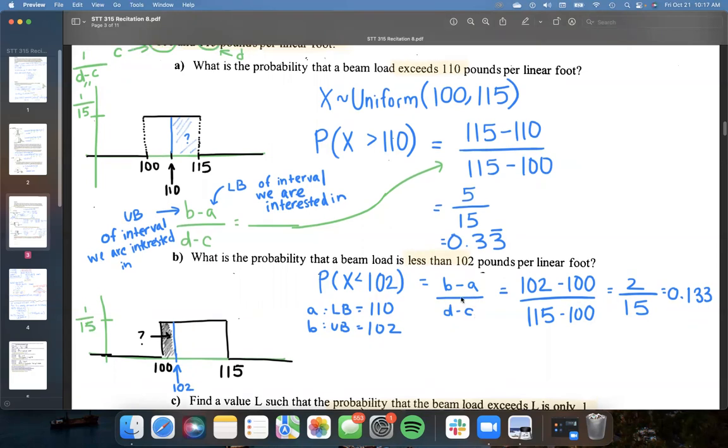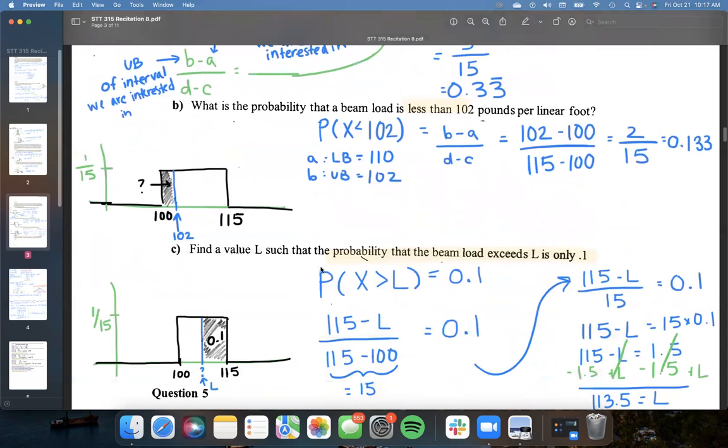So here, our upper bound in this interval is 102. Our lower bound is 100. So that's the numerator divided by 115 minus 100. So when you simplify, you get 2/15, which is 0.133.